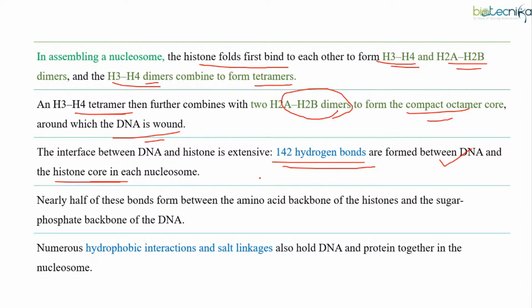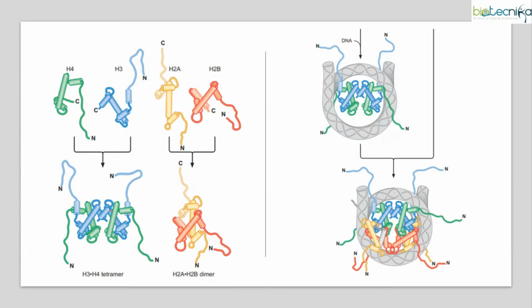Now how does this hydrogen bonding take place? Between the amino acid backbone of the histone and the sugar phosphate backbone of the DNA. So that is how the interaction goes. Apart from hydrogen bonding, hydrophobic and salt linkages also contribute to holding the histone protein and DNA together within the nucleosome. So this is how it goes.